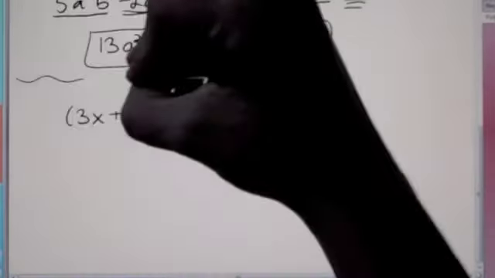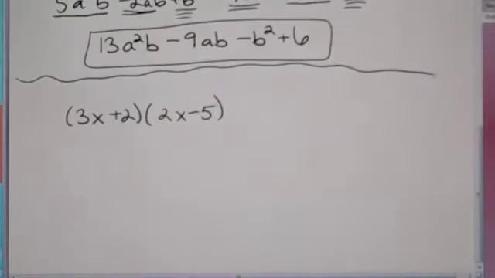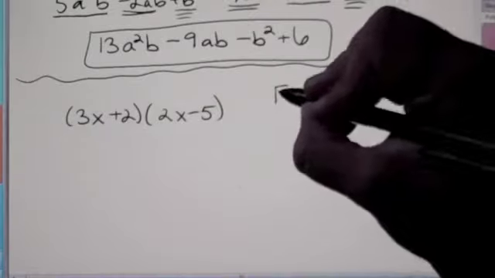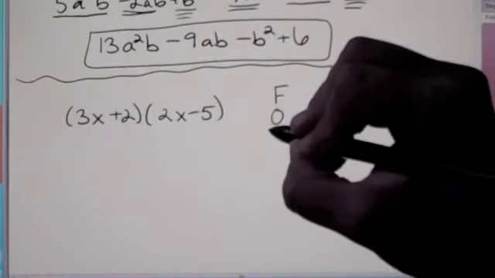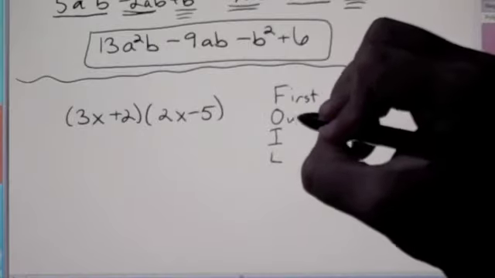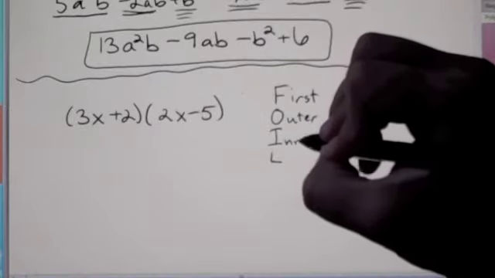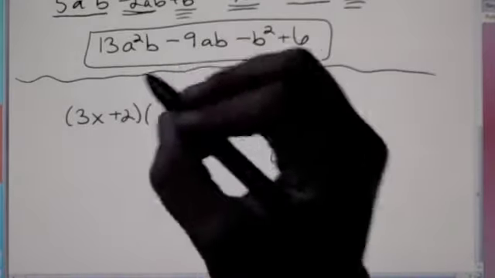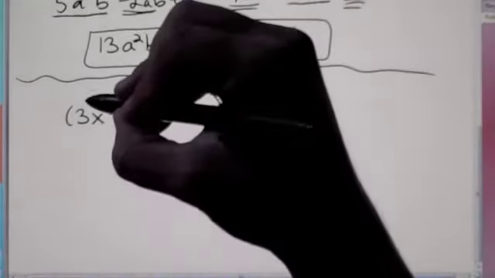The directions here, we need to simplify. So we're going to multiply here. We're going to do something that I'm sure you've learned before, but we're still going to do it again. It's called the FOIL method, which is first, outer, inner, last. So we're going to take the first terms of both parentheses and we're going to multiply them.